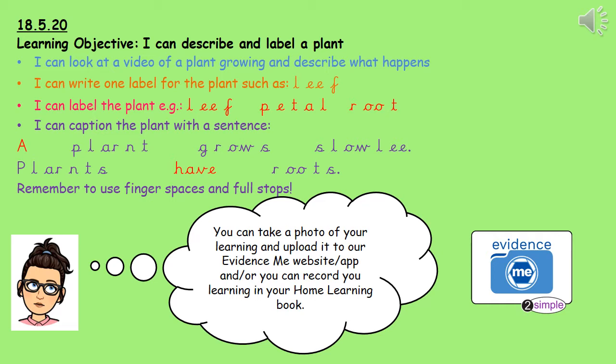The final challenge is about writing sentences. So you can either draw a plant and label it, write a sentence at the bottom about what plants have or what you can see, or you can just write one sentence on a piece of paper about the video we watched. So the sentences today are, a plant grows slowly and plants have roots, or you can think of your own sentences at home. Have fun!